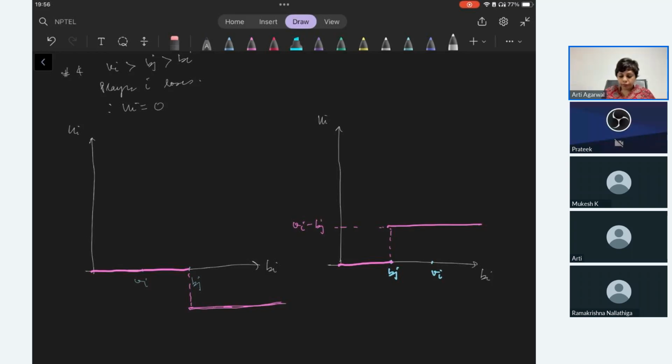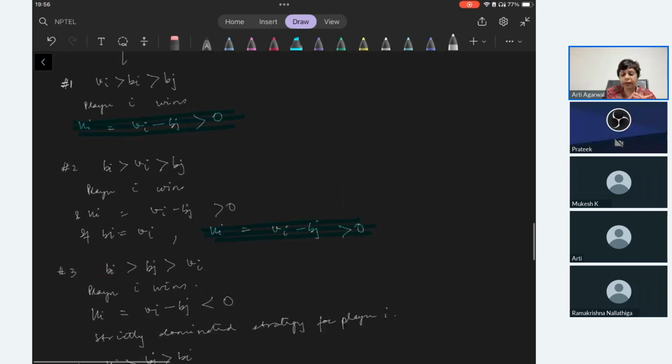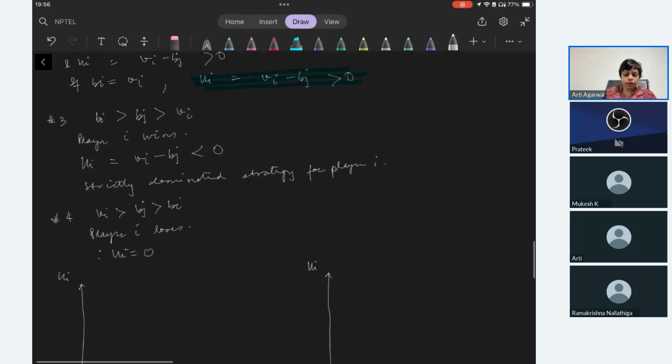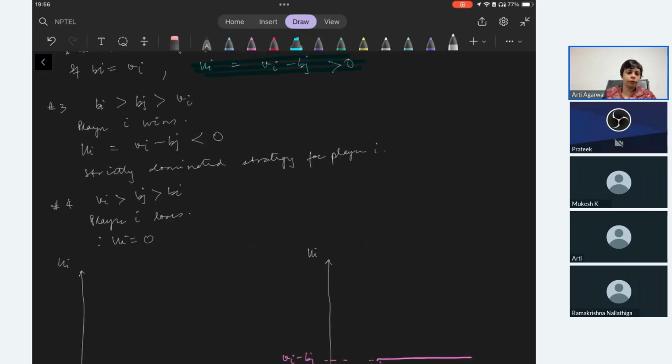All I'm saying is that in this case, you can look at the first two scenarios. Bidding higher than his valuation is not going to give him a better payoff than bidding equal to his valuation. Because bidding higher than his valuation, when your valuation is already greater than BJ, doesn't make any difference. You're still getting the same payoff, VI minus BJ. Whereas bidding more than your valuation, when your valuation is less than BJ, actually gives you a negative payoff, right? So in the first case, you're doing as well as bidding equal to your valuation, and in the second case, you're doing worse than bidding equal to your valuation.